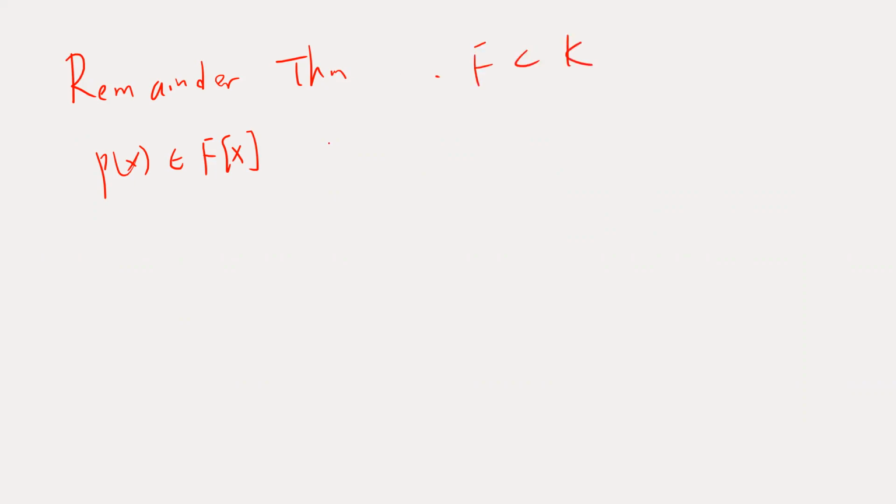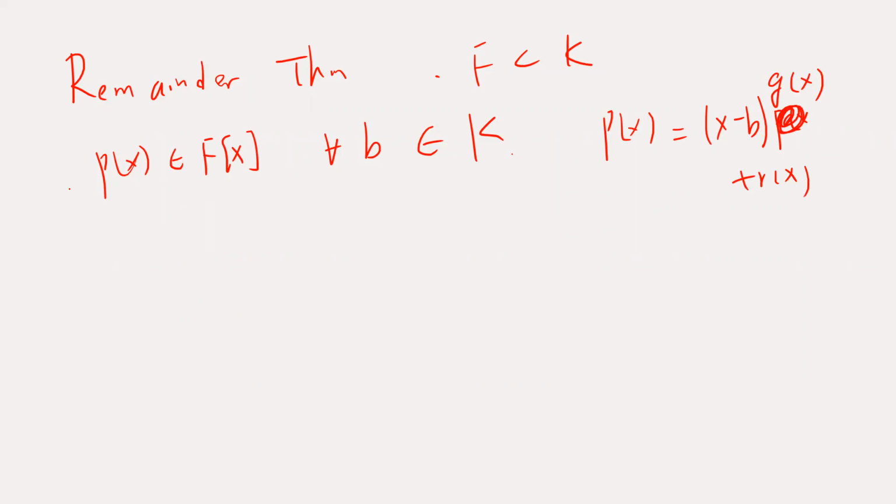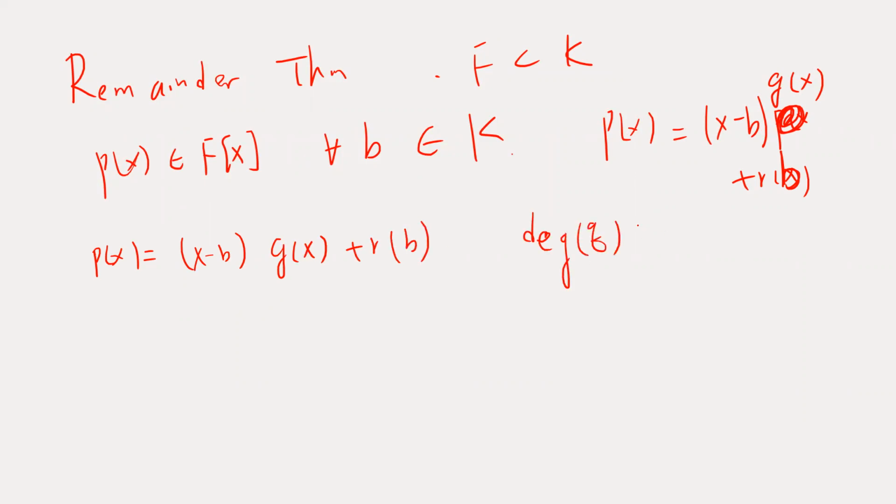Okay, and there's a remainder theorem. The remainder theorem tells you that if you have a polynomial p of x in F of x, with the fixed notation that K is an extension over F, and for any b belonging to K, then you must have p of x equals x minus b times q of x plus some constant r of b, and the degree of q will be the degree of p minus 1.